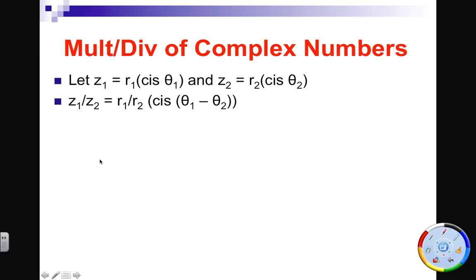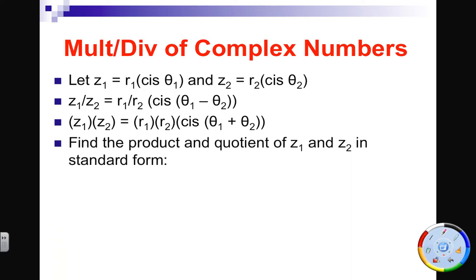And you might guess that if I wanted to find the product of these two numbers, well, division was division and subtraction. Well, multiplication is just multiplication and addition. So if I multiplied two complex numbers together in trigonometric form, I would multiply their two moduli together, and I would add the two arguments. Very, very simple.